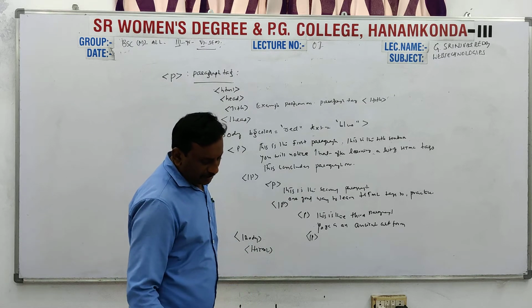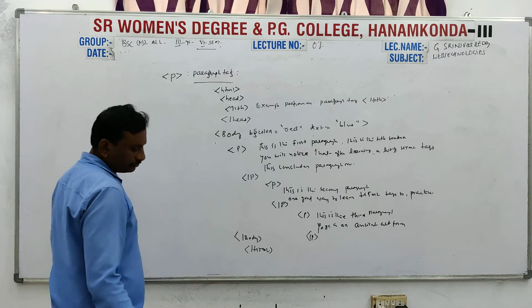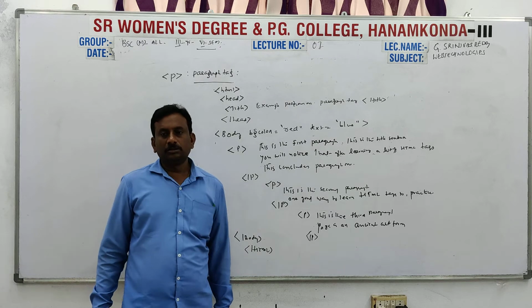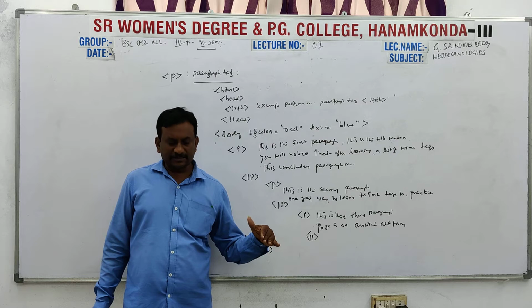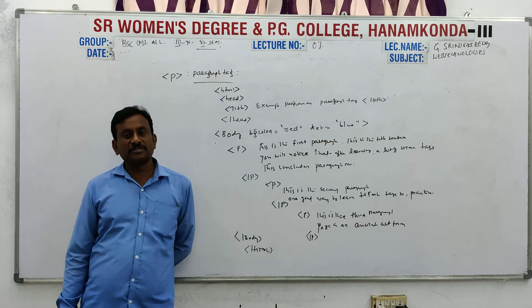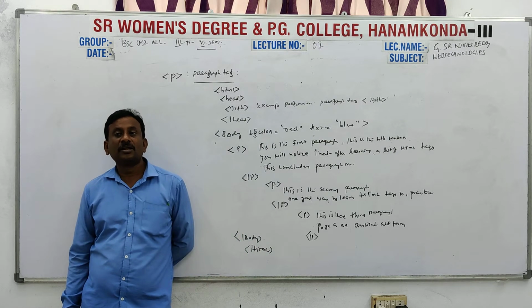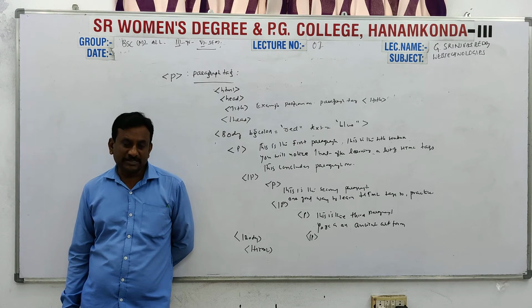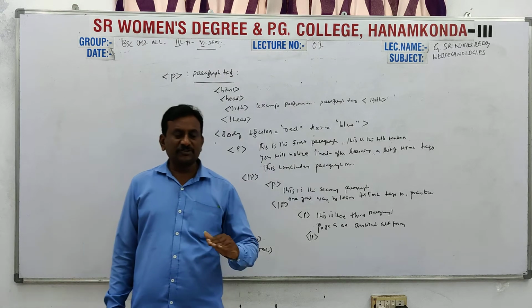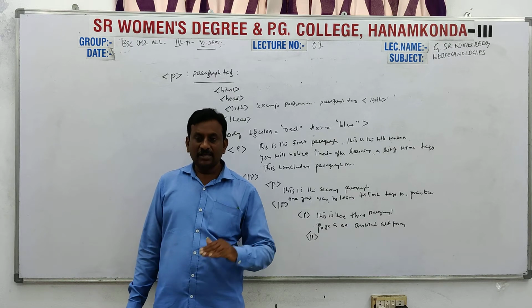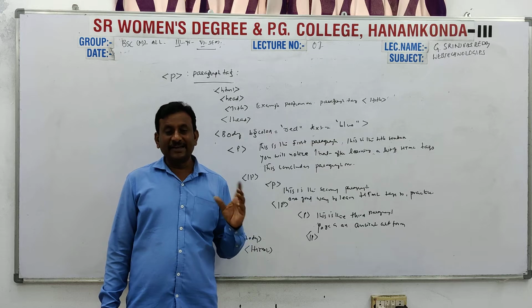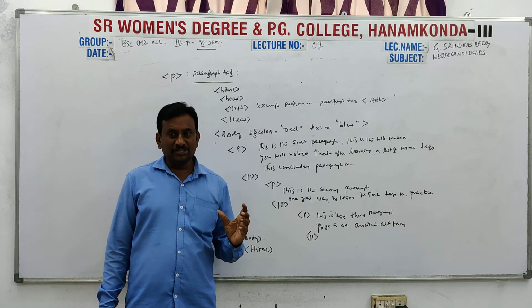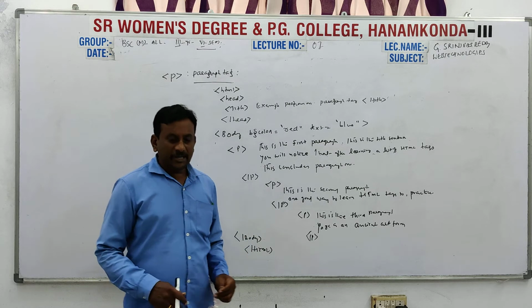Next one is heading tags. This is the completion of the formatting text. Another question is, what are the heading tags in HTML? Here there are 6 heading tags, H1 to H6. What is the difference between H1, H2, H3, H4 until H6? The question asked is, what are the heading tags? Heading tags means H1, H2, H3 to H6.